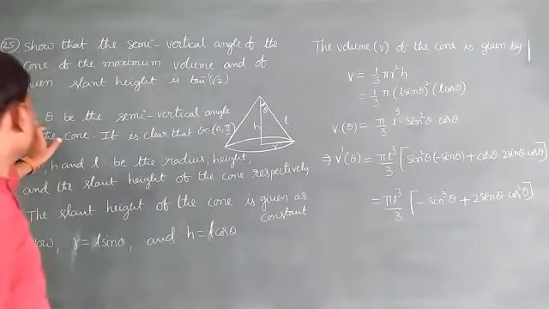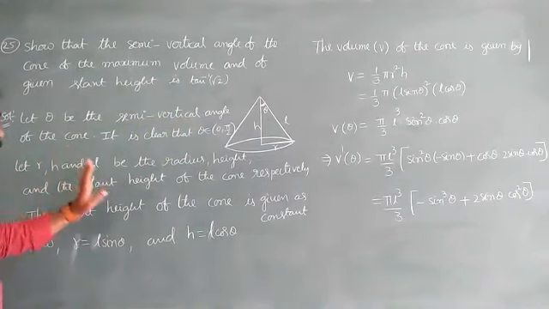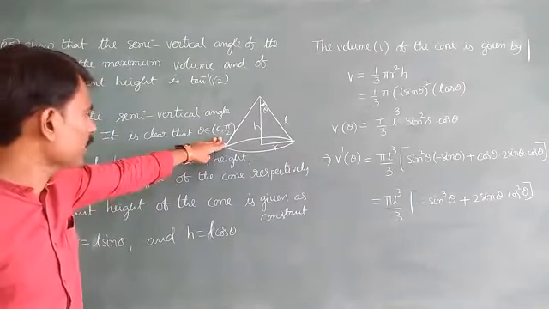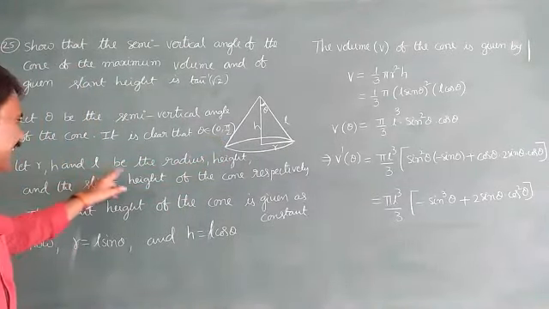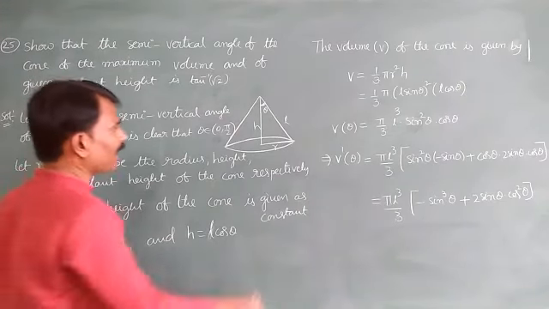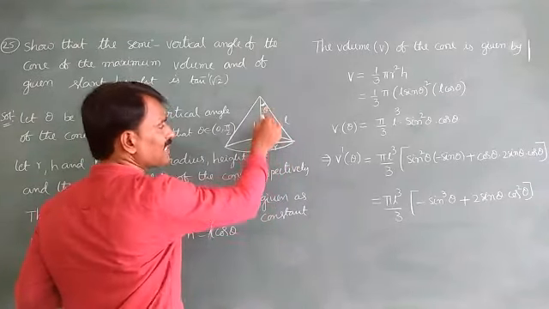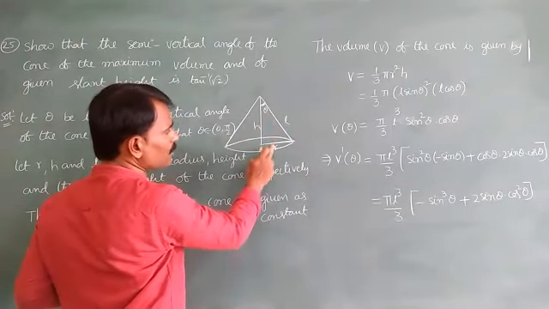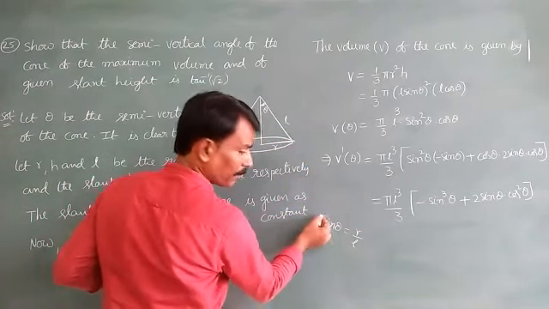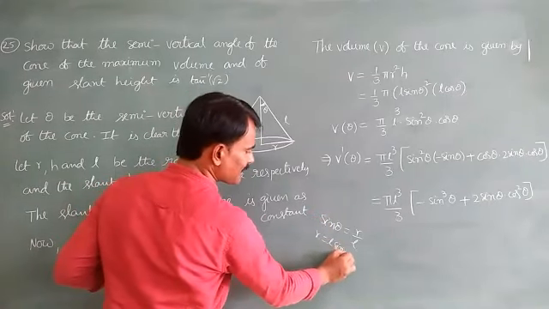Volume of the cone. Let theta be the semi-vertical angle of the cone. It is clear that it belongs to the first quadrant, because a small positive value means first quadrant only. And let R, H and L be the radius, height and slant height of the cone respectively. The slant height is given as a constant, L. So now R is equal to L sin theta, guys. Sin theta is opposite side by hypotenuse, that is R by L. Transposing L, R is equal to L sin theta.